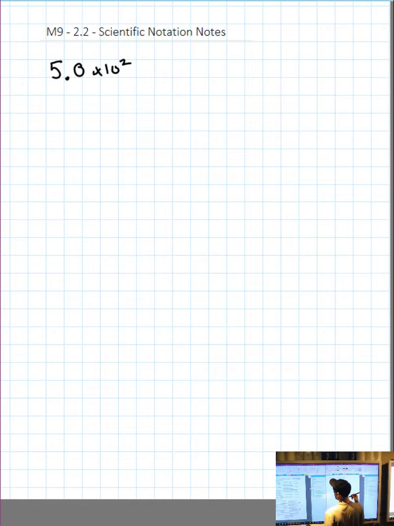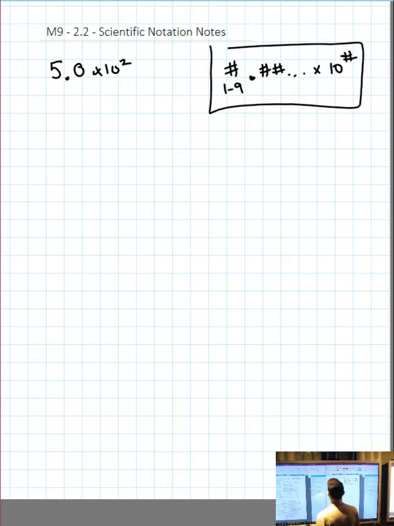Again, a number from 1 to 9, then a decimal, and then any number of digits after it, times 10 to the power. It's actually not in the notes. So, as you can see in the notes, 10 squared, 10 times 10 is 100, and 5 times 100 is 500. Plug it into your calculator, check your answer.